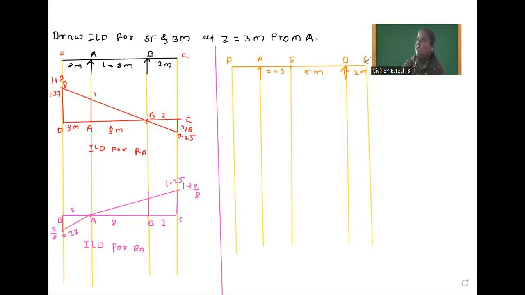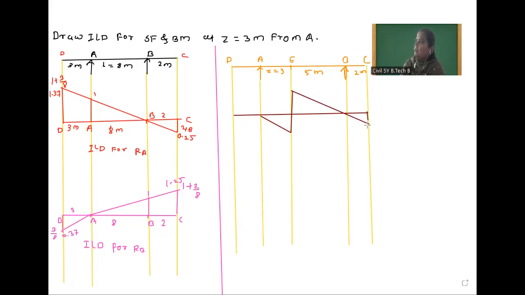Here the support is C support. Now we will draw the influence line diagram for shear force. First we will draw the baseline. Now we will start from this A point. So A to Z, the downward diagram will be there. After that, from this point, the line will go upward and this will close at B. But from B to C, we have to make it rigid. So this line will continue up to C point and then we will close this line.